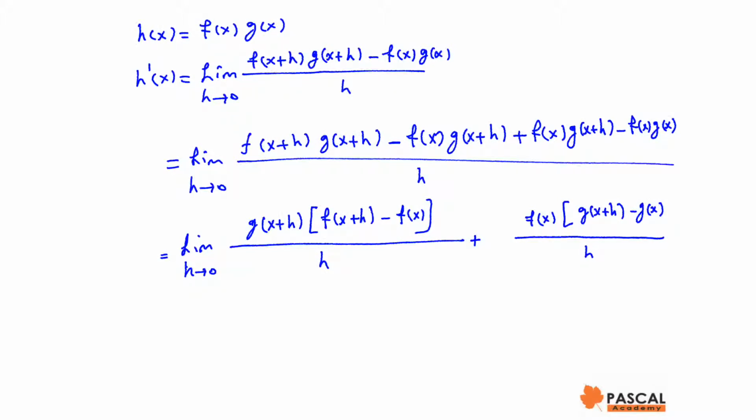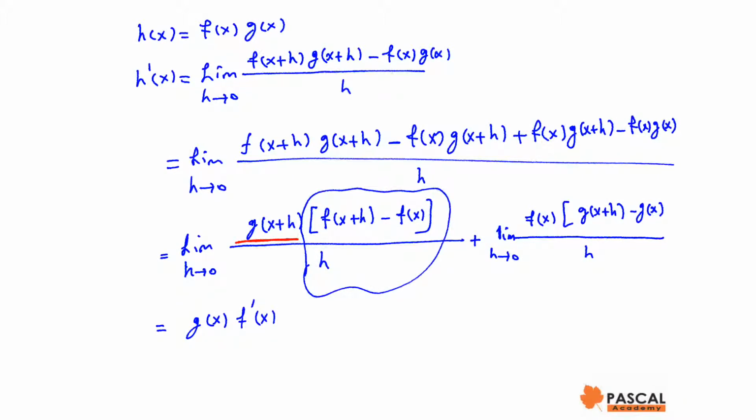We know the limit of addition of two functions is the same as addition of the limits. Therefore, this can be written as the limit of the first part plus the limit of the second part. The limit of multiplication of two functions is the limit of the first function times the limit of the second function. The limit of the first function is g of x, and the limit of the second function is f prime of x in the first part.